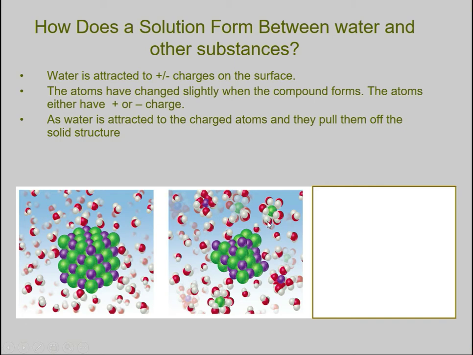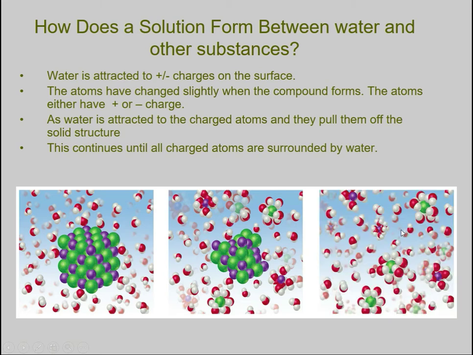Over here on the right-hand side, we have an example of a green one. The green one is negative, so it is attracted to the positive side of water, and literally it just rips apart the material. They continue to pull until everything's surrounded by water, and you have a complete mixture. Now, whether something is soluble or not is dependent on two huge factors.